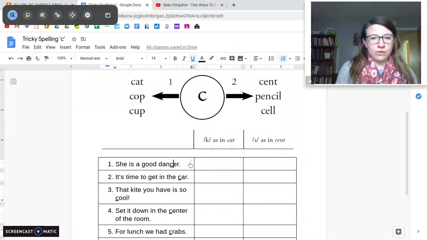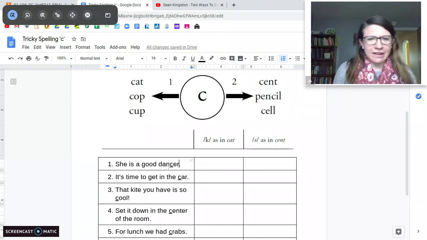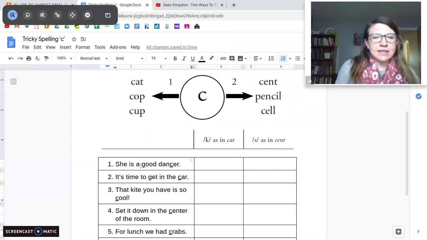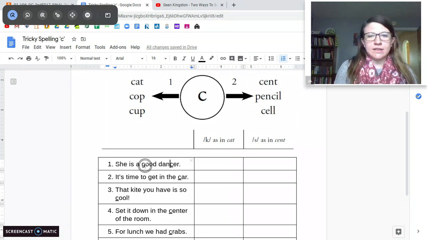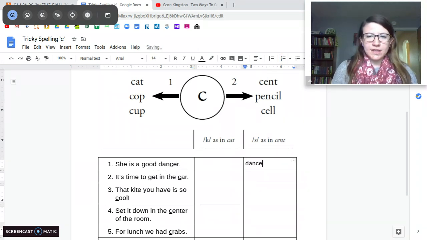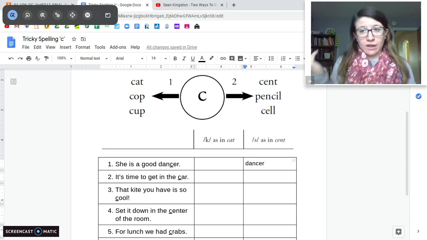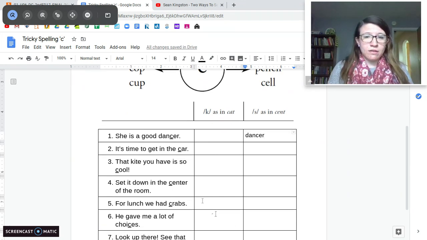Let's try it with the K sound first. D and ker. D and ker. Danker. That's not a word, right? You agree? All right, let's try it with the S sound. She is a good dancer. Dancer. She is a good dancer. So that one makes the S sound. So what I'm going to do is I'm going to come over to my S column and write the word dancer. Want to do one more together?